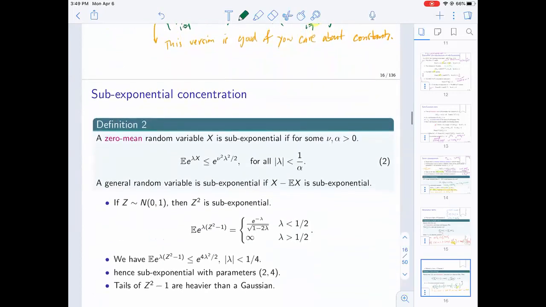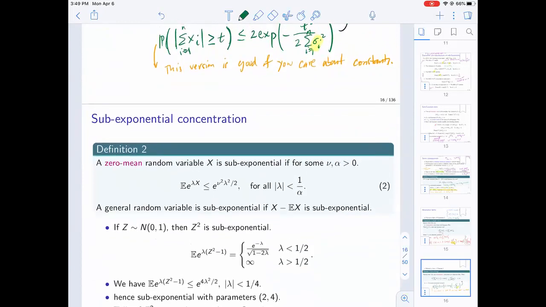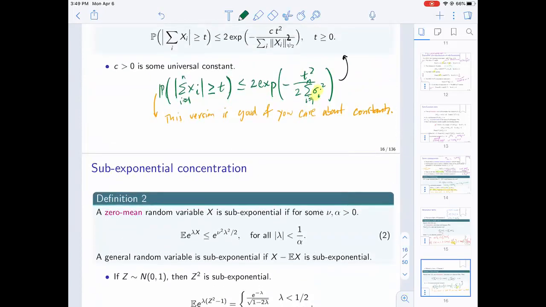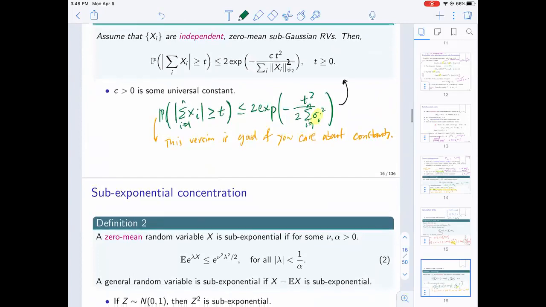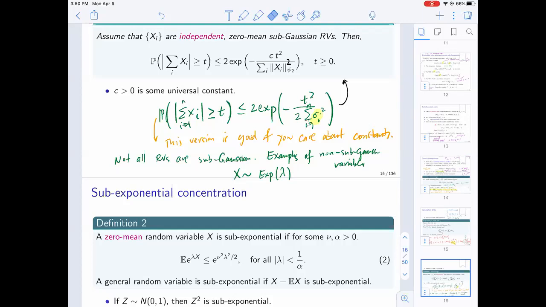sub-Gaussianity for now. So let's now extend the definition. Not all random variables are sub-Gaussian. Anyone know of an example of a random variable that is not sub-Gaussian? Exponential, right. So an example of a non-sub-Gaussian variable is the exponential random variable. Let's say X is exponential with parameter lambda. Why is it not sub-Gaussian? Because it has a heavier tail than Gaussian.